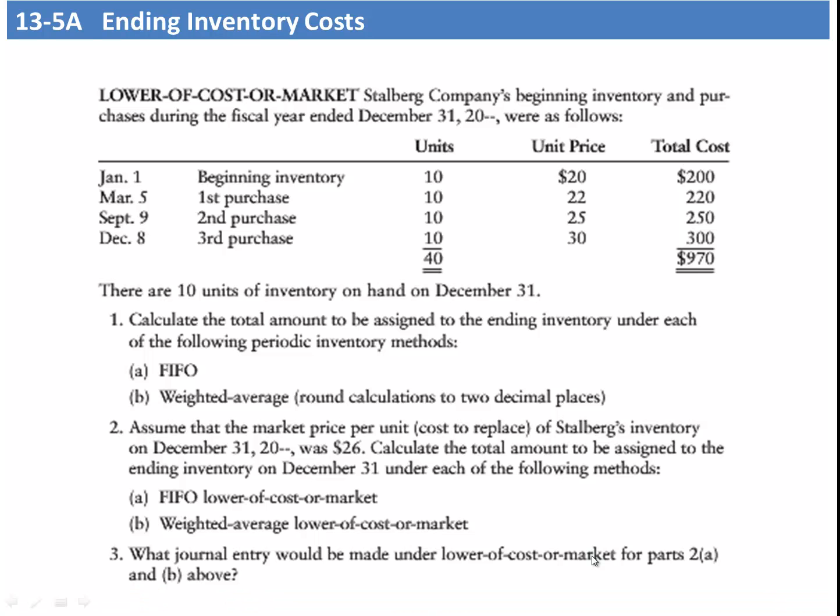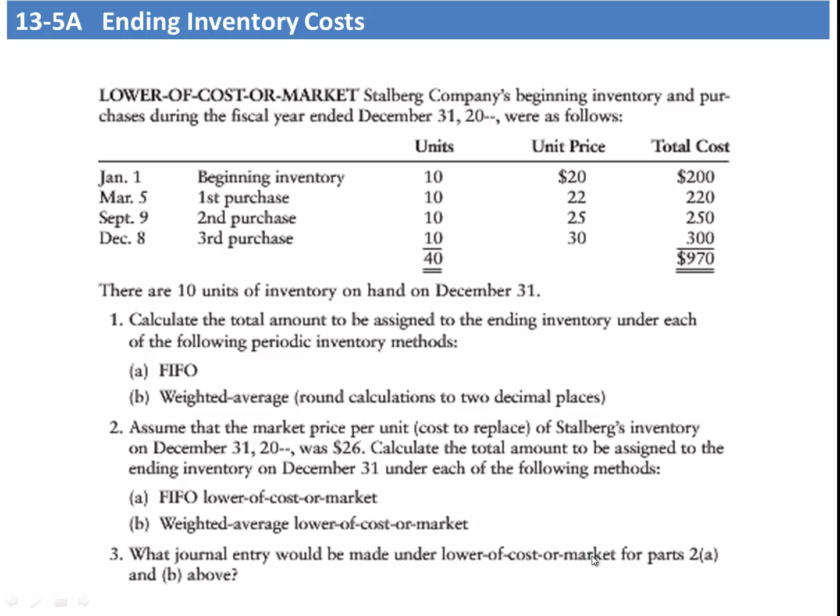In this example, we're going to look at the calculation of ending inventory costs under the FIFO method and the weighted average method. And then we're going to determine the lower cost of market based on those methods. So the lower cost of market is basically when there is a decline in the value of the inventory over a period of time.